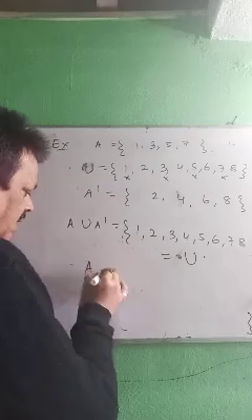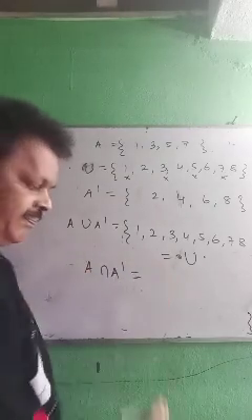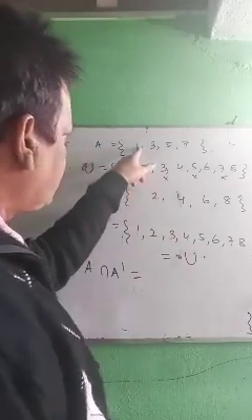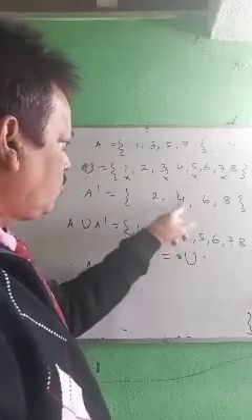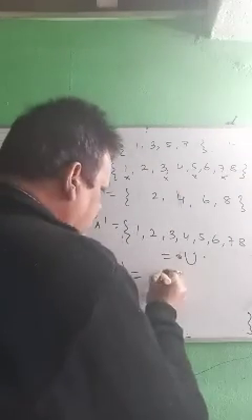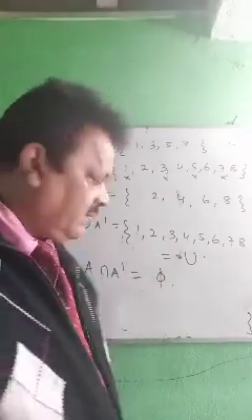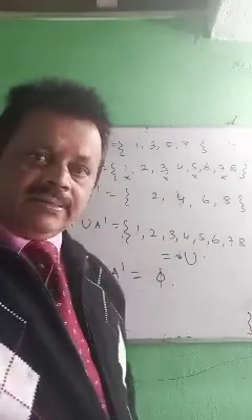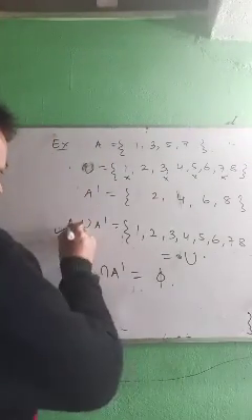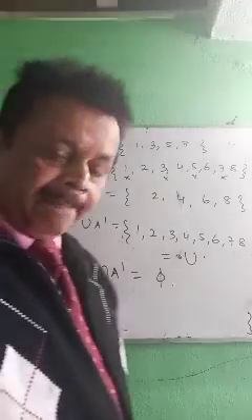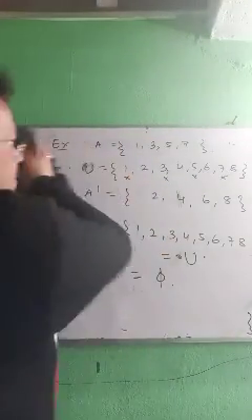Then what is A intersection A complement? No common elements between 1, 3, 5, 7 and 2, 4, 6, 8. So disjoint sets means intersection is empty. This point we have to remember. Okay. Now look at the Venn diagram.